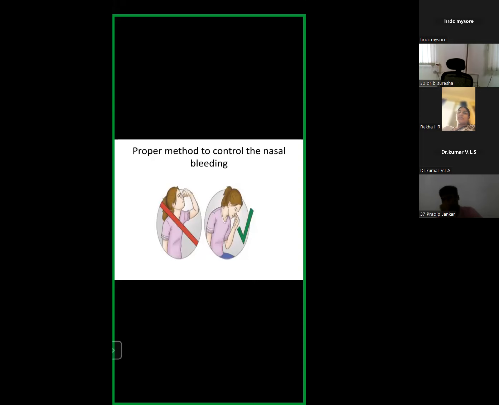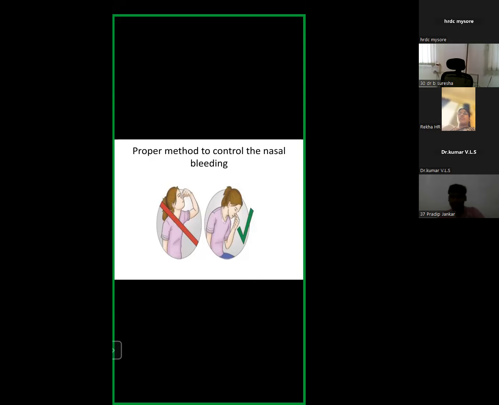The proper method of control of nasal bleeding is forward bending and closing the nose, breathing through the mouth for a minimum of 10 minutes. Please remember the 10 minutes rule in stopping the bleeding. For any sorts of injuries or bleeding, 10-minute direct pressure should be applied. So the 10-minute rule is very essential and very important in such situations. It is important to remember that.